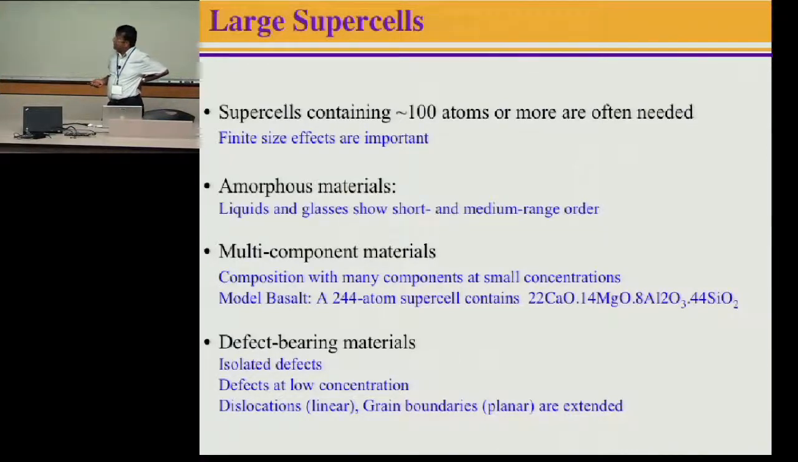Similarly, all defect bearing materials require supercells, as I said earlier, for isolated defects. Because normally those defects are at a very, very low concentration. Okay, so you have to take into account the defect concentration, otherwise the calculation will be equivalent to a system at a high concentration. And then if you try to simulate dislocations or grain boundaries, which are by nature extended defects, linear or planar, in order to represent them, you need really large supercells. So there is actually no limit on how large the supercell can be.